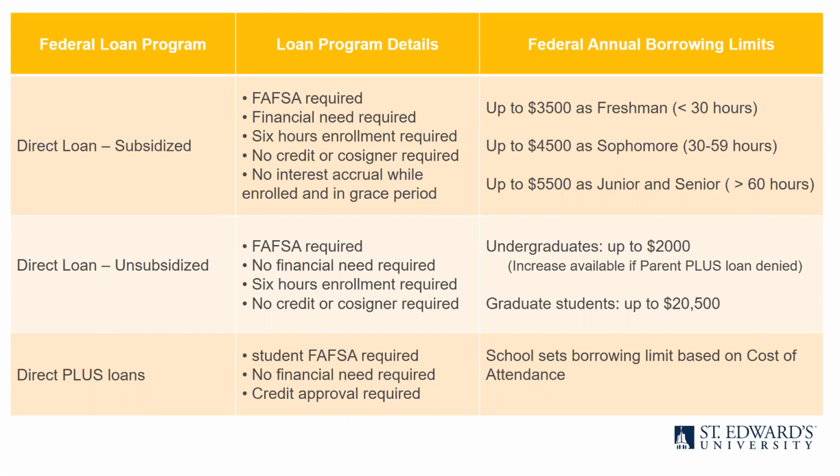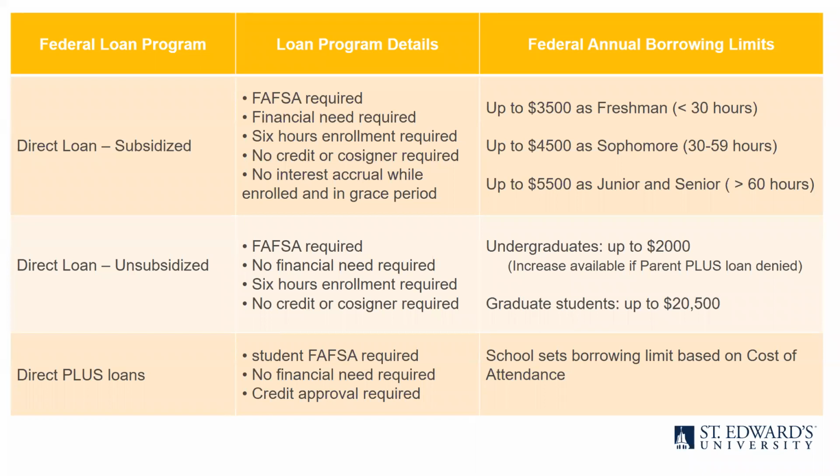The direct loan sub does have annual borrowing limits. As a freshman, which is a student with less than 30 credit hours, they can borrow up to $3,500 in a sub loan. As a sophomore, which is 30 to 59 credit hours, the student can borrow up to $4,500. Again, this is per academic year. And as a junior and senior, which is someone with more than 60 hours, they would have no more than $5,500. So that's the overview of the sub.